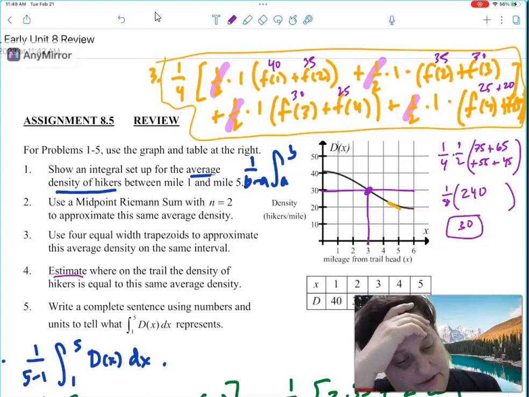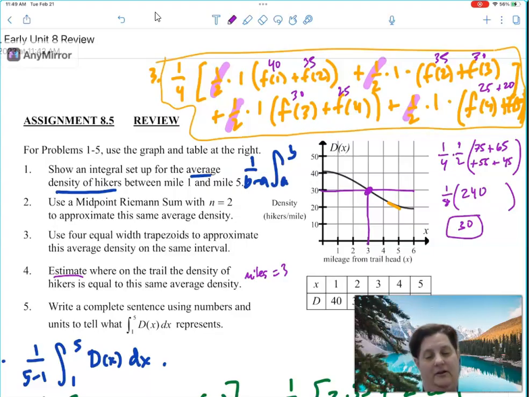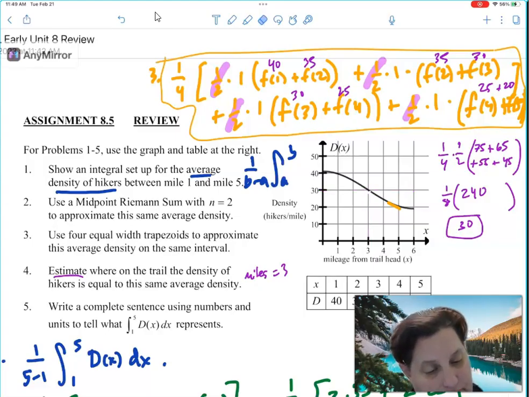Looks like about right there. So the estimate is at... oh wait, nope, not time. Miles equals 3. So 3 miles from the trailhead. Write a complete sentence using numbers and units to tell what the integral of this represents.